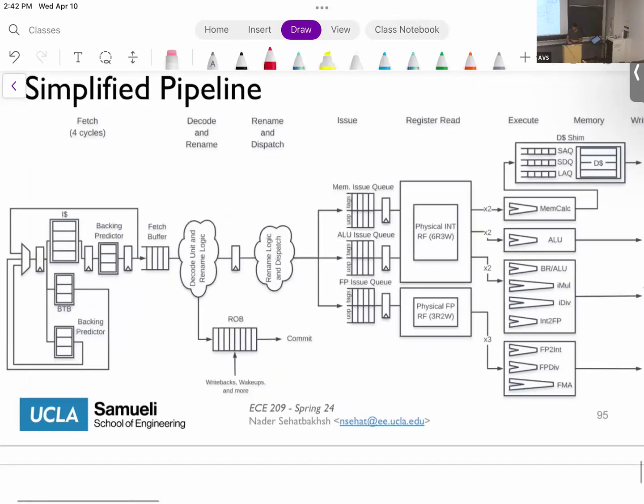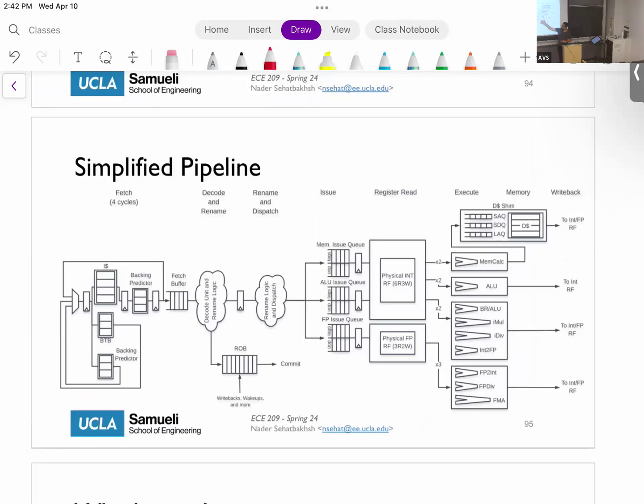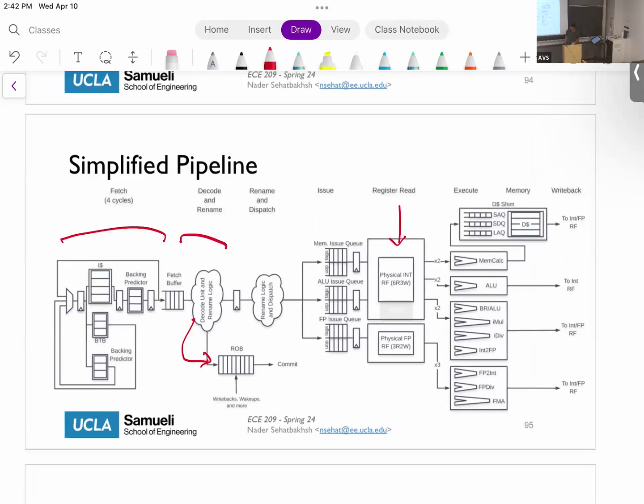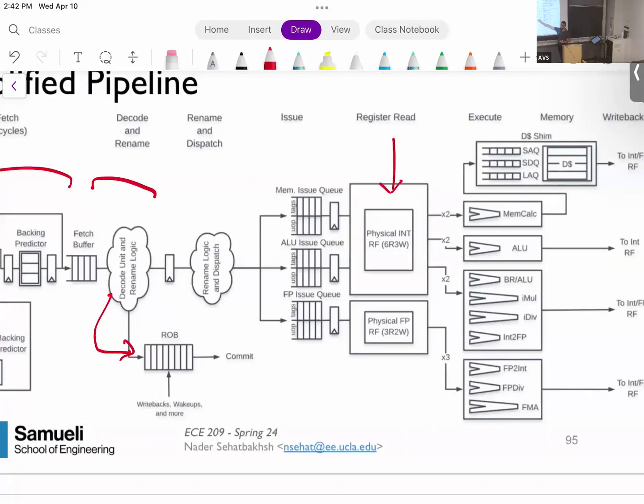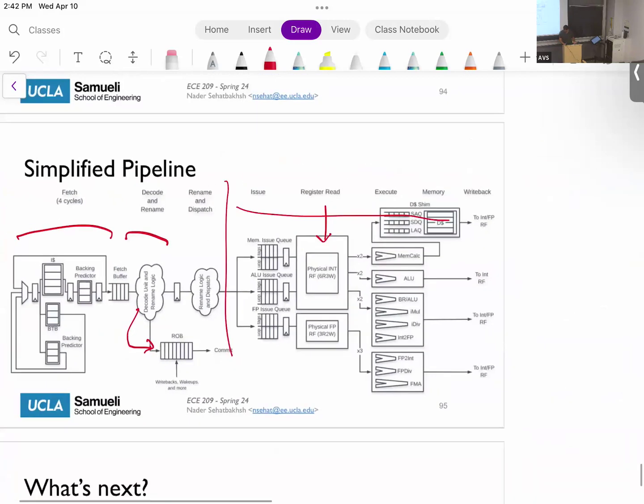So again, to remind you of where we are, this is the simplified pipeline stage. So far, we covered this part and this part. And as you can see, we do the ROB, but we're going to do the physical register file, the explicit one here. So from now on, we're going to talk about this part here. Once we read the registers, what happens next is what we're going to talk about in the next lecture when we're talking about the backend side of the processor.